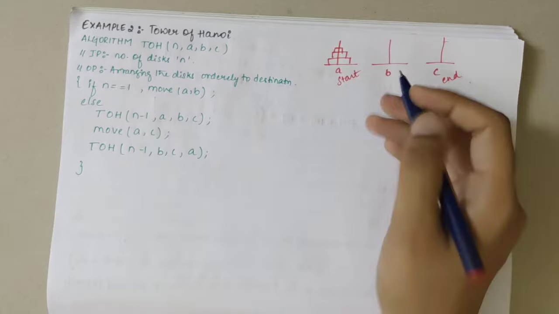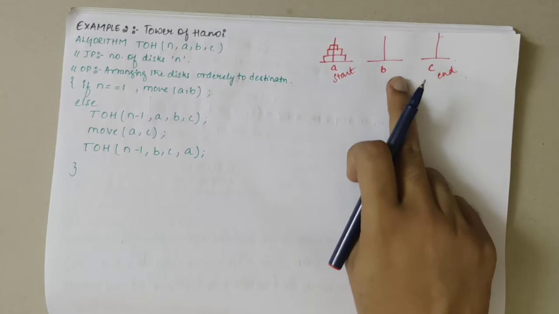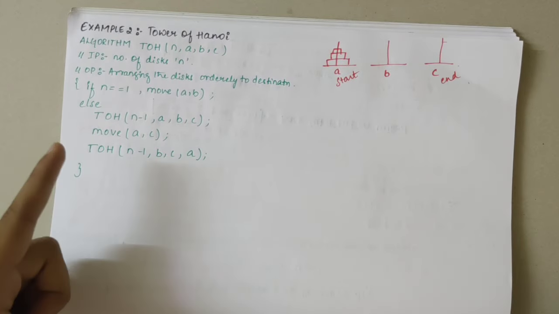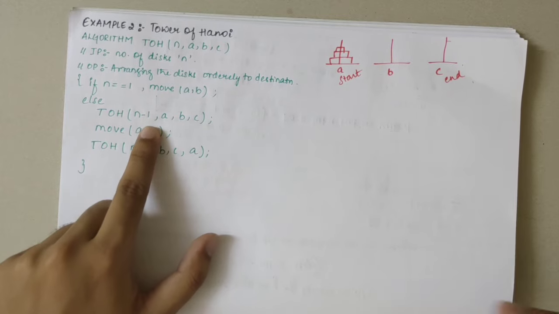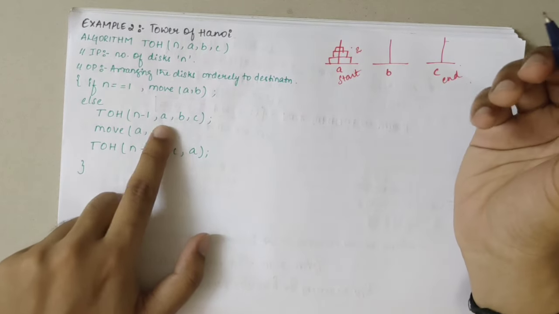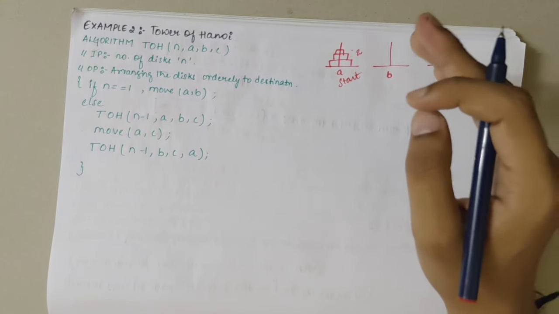So if n is 1, so if I have only one disk, I can directly move it to C, right? So I need not go through B, the intermediate disk. If not, I have this recurrence relation happening here, that is Tower of Hanoi, the same thing, n minus 1, n value, 1 value you decrease. Here I had 3 disks, now it will become 2 disks here, A, B, C. So A, B, C, the values are being shifted here.